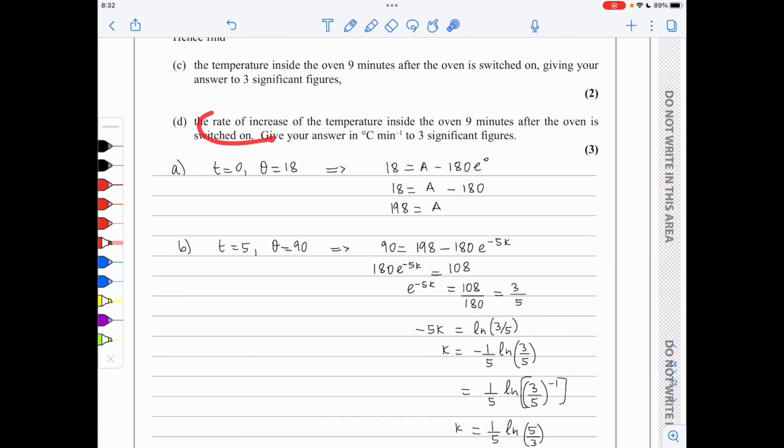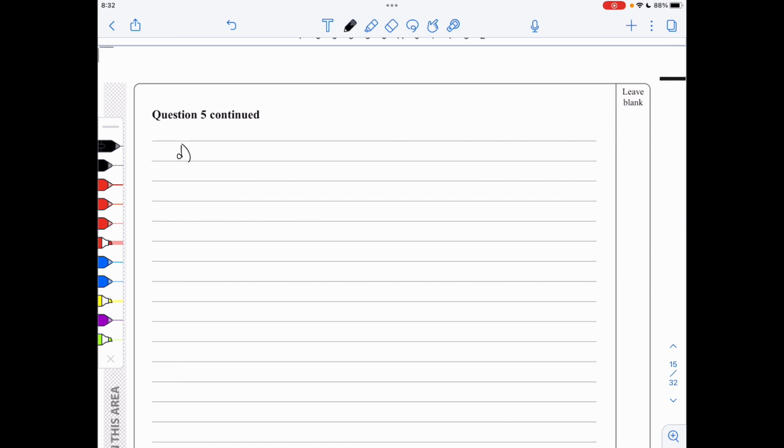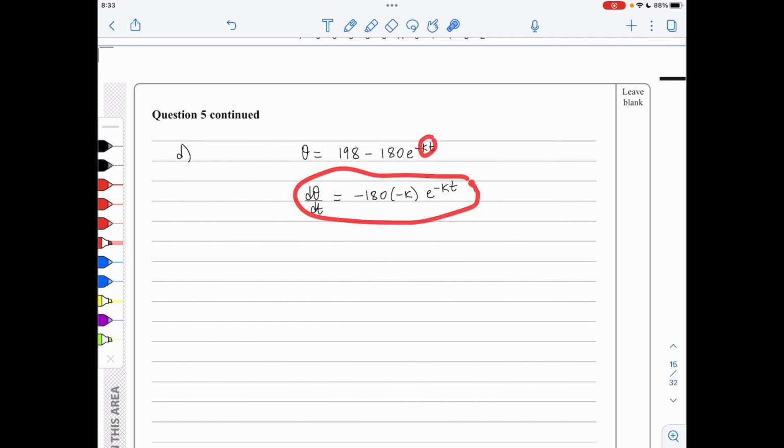And finally, find the rate of increase 9 minutes after the oven is switched on. So we know that in part D we have theta is 198 minus 180 e to the minus kt. So d theta dt, we differentiate as we are looking for a rate of change, is minus 180 times minus k e to the minus kt. Notice that I do not put the value of k to be whatever I found. It will make the expression messy here and will increase my chances of making a silly mistake. Instead, I write everything in terms of k.